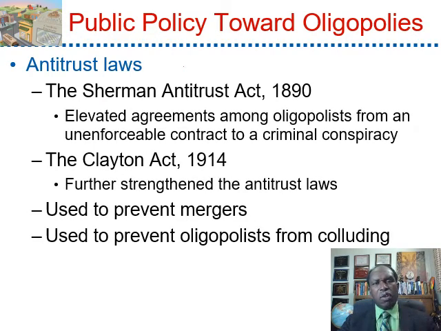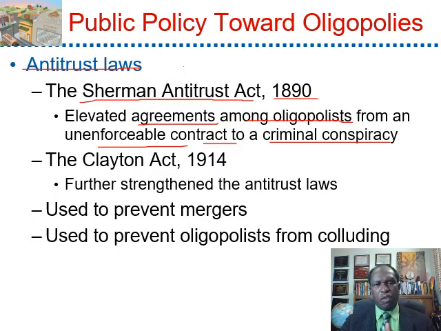So one of the policies to protect the public against monopoly and oligopoly is the antitrust law. Congress passed the first law, known as the Sherman Antitrust Act, in 1890. This law elevated agreement among oligopolies from an enforceable contract to a criminal conspiracy. So basically, they could go to jail if they try to collude.